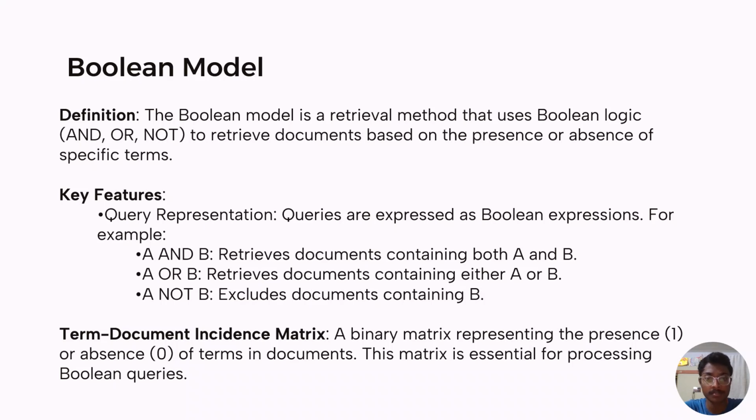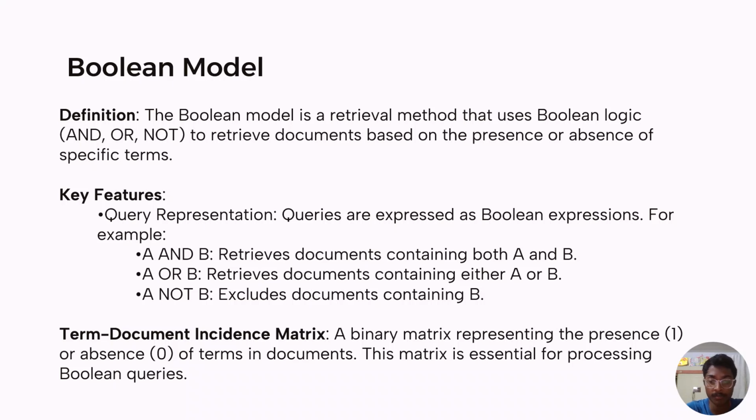For query representation, queries are expressed as Boolean expressions. For example, A AND B retrieves the documents containing both A and B. Let's imagine A as a pen, and B as the color blue. When you're searching for a blue pen, if the information retrieval model is able to obtain both values, the blue and the pen, and both values are met, then we can use this AND condition.